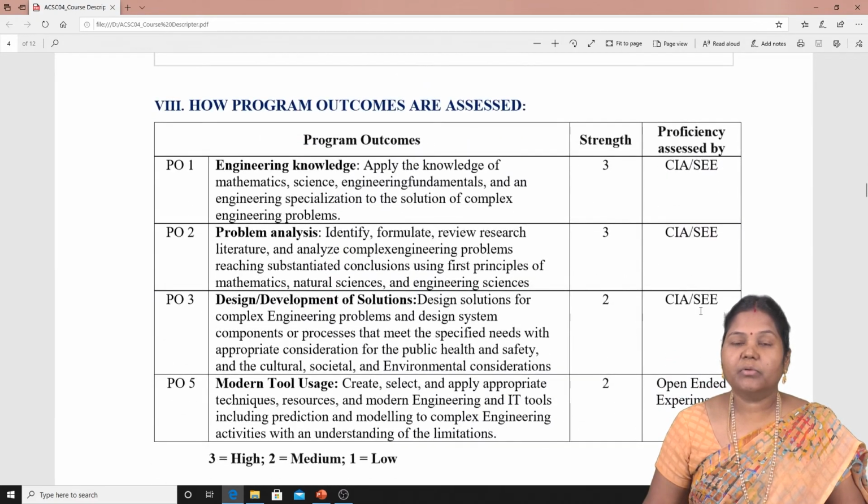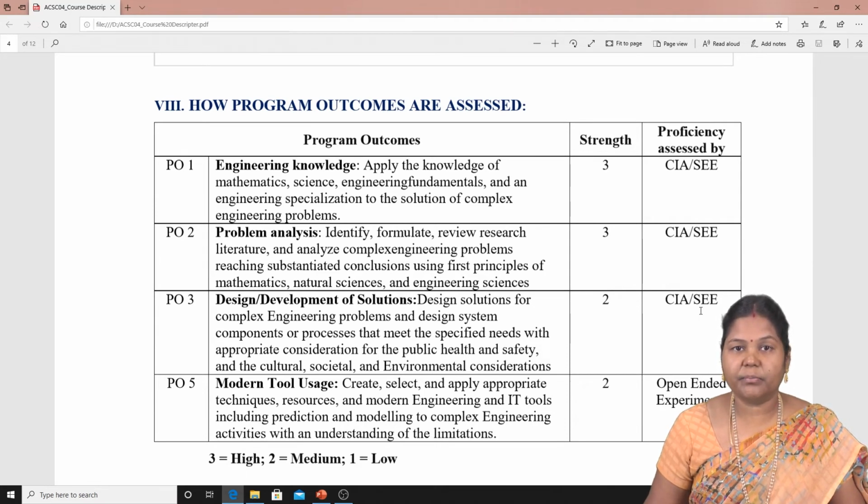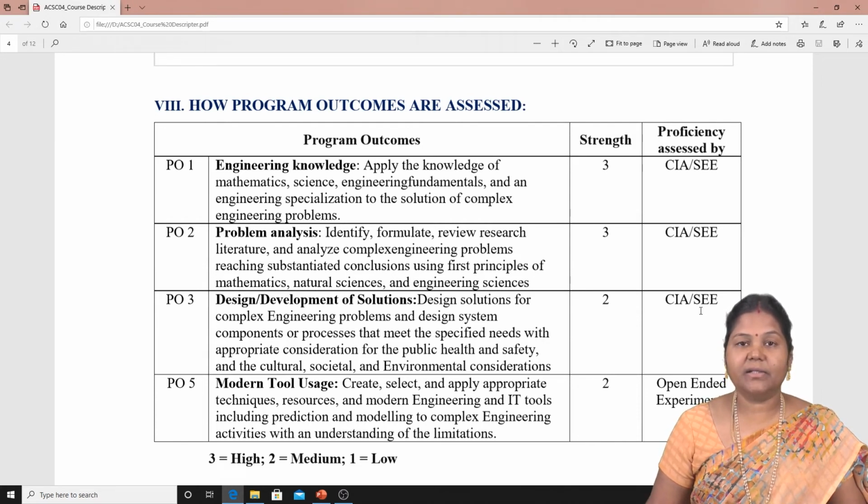Now, how are the program outcomes assessed? For assessing the program outcomes, we have taken here four graduate attributes or POs: PO 1, 2, 3 and 5. They are engineering knowledge, then problem analysis skills, then design and development of solutions, followed by modern tool usage. And you can assess engineering knowledge by conducting either the CIE exams, continuous internal assessments, or the end semester examination. Similarly, problem solving skills and the design and development of new solutions can also be assessed through your CIA, CIE or SEE examination.